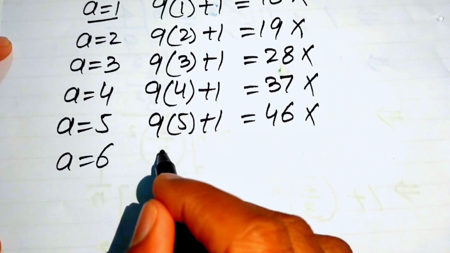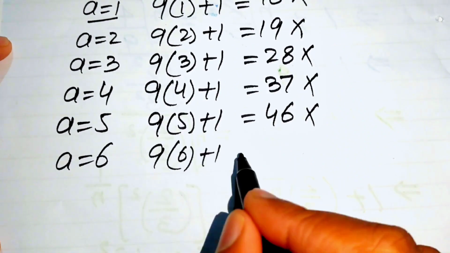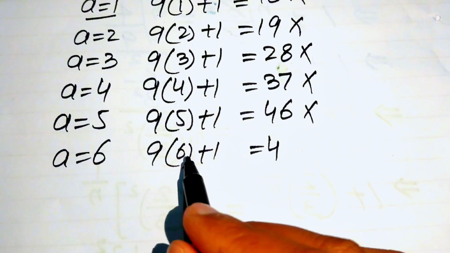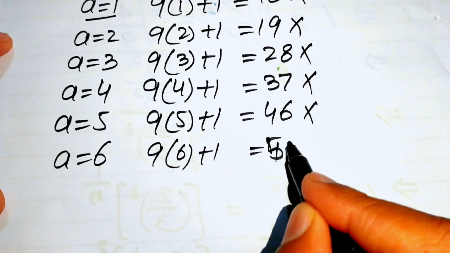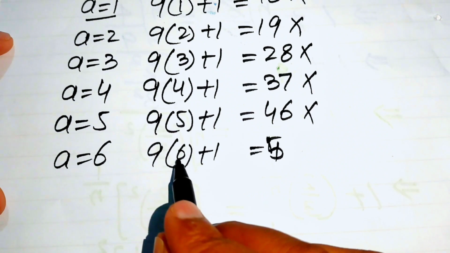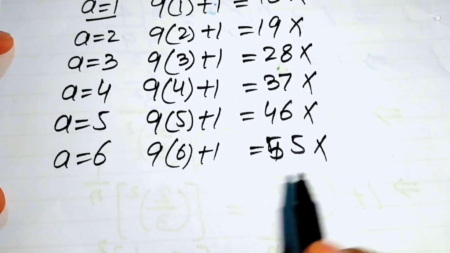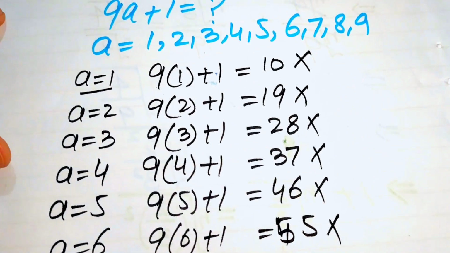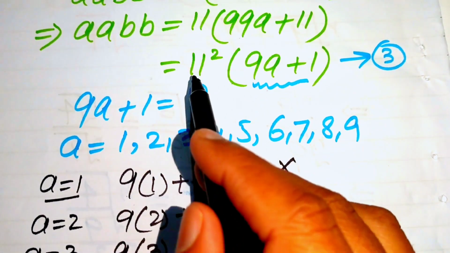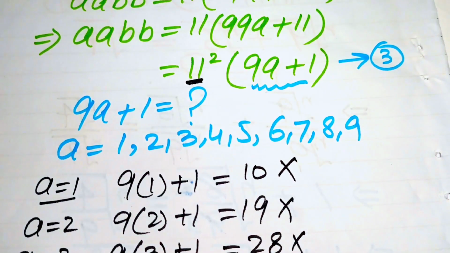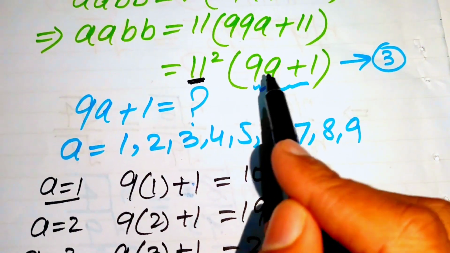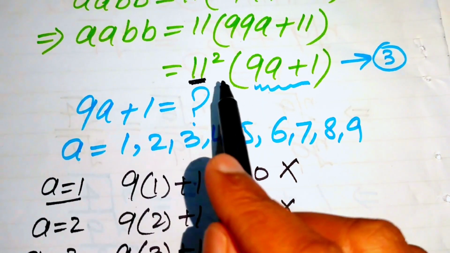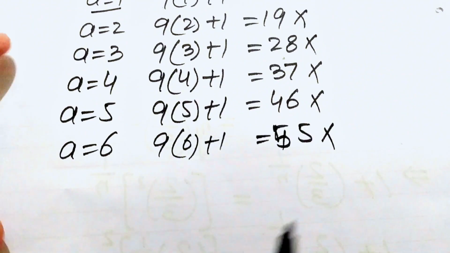And if we put a equals 6, then 9 times 6 is 54, and 54 plus 1 becomes 55. It is a multiple of 11. Here we want the number to be a perfect square, because 11 is not a perfect square, so 9a plus 1 must be a perfect square too. If this number is a perfect square, then we get the perfect square.